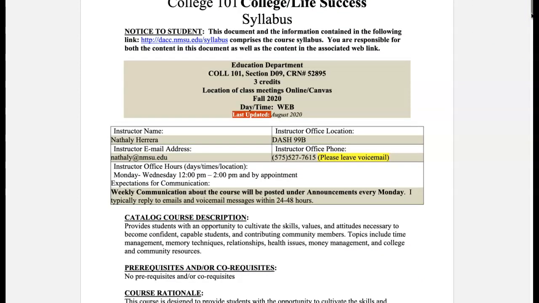There's a lot of information. I'm not going to go over all of it. So please make sure that you read the syllabus because you are going to have a syllabus quiz. So again, here we have some important information.